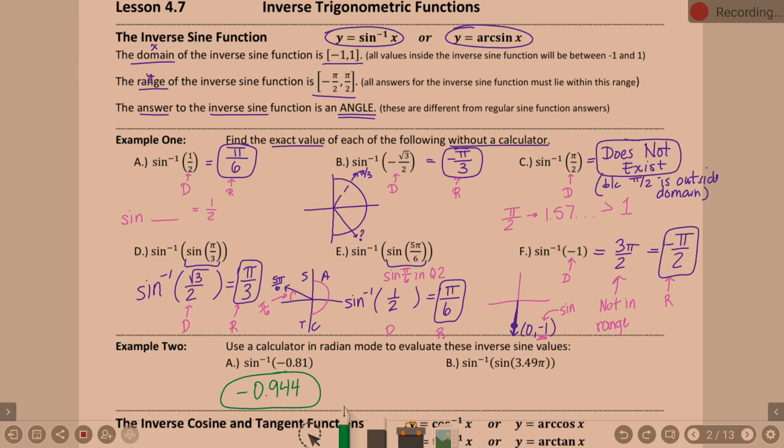Okay? Give part B a try. I'm assuming everyone got the calculator to work because no one's asking questions or complaining. Sine inverse of sine of 3.49 pi is? Negative 1.539. I agree. Did you guys get it? Okay. Negative 1.539.